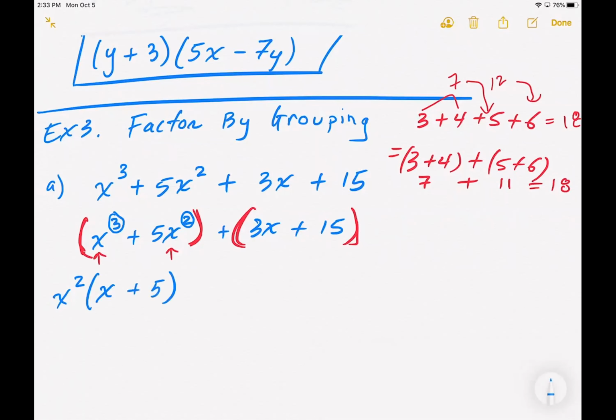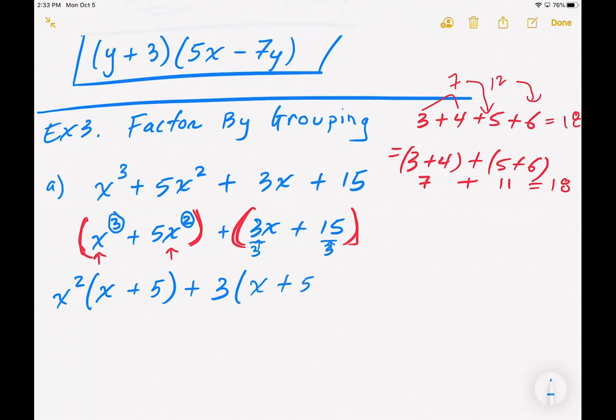And in the second group, do you agree I can take out a 3? The common divider in this item is 3. And if I take out a 3, do you agree that 3 going into 3x will give me an x, and 3 going into 15 will give me 5? And look at the item here.